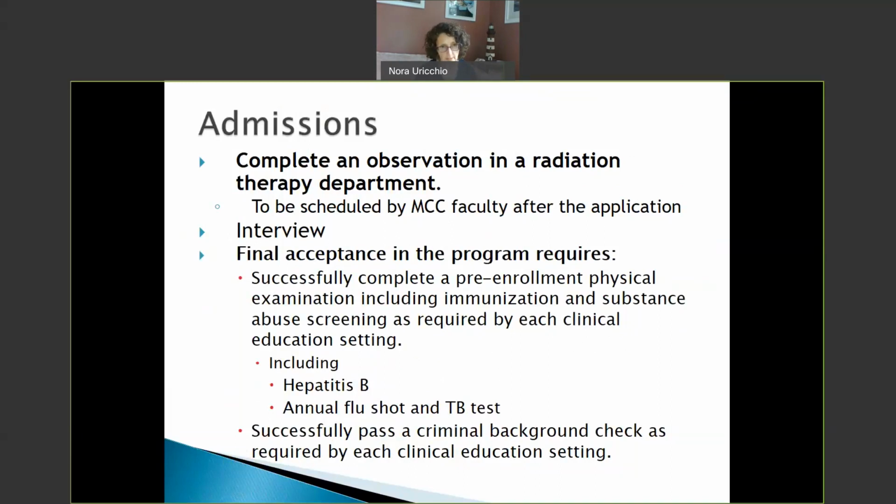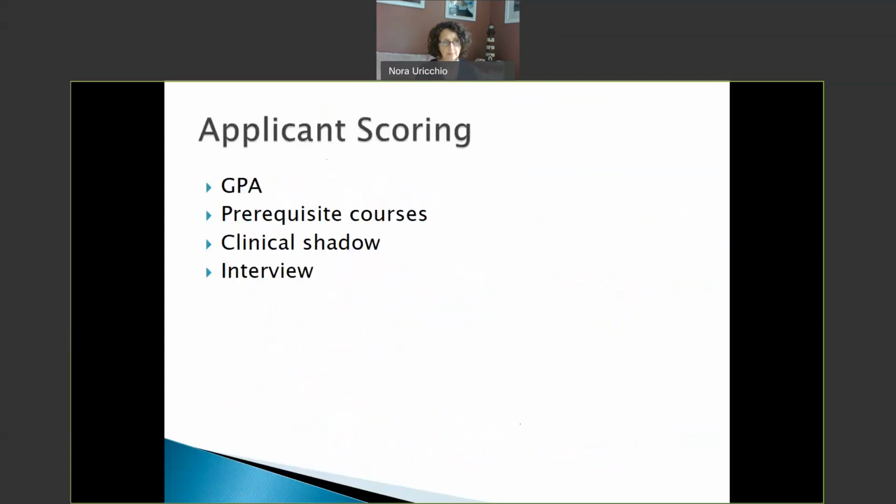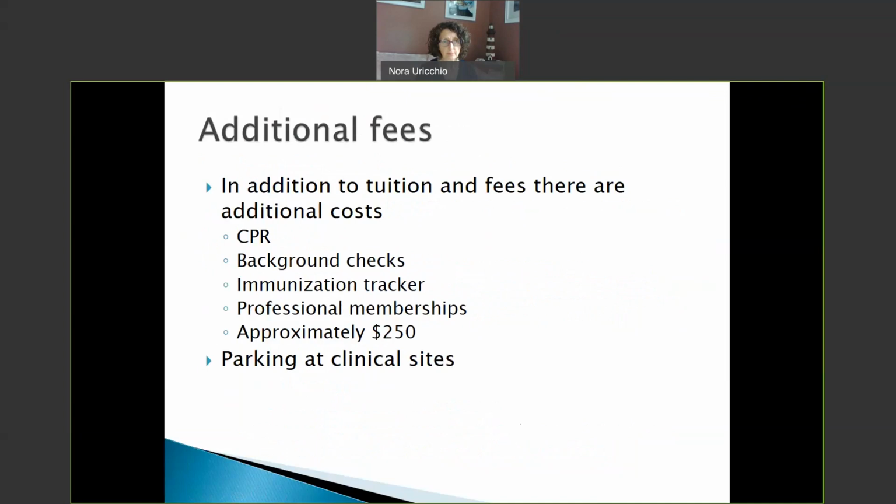This is not required by MCC, but for any student to go to the clinical setting, you have to pass their requirements. When we're looking at accepting students, we are looking at the applicant's GPA. We also need to look at the prerequisite course scores or grades, and also the clinical shadow and interview.